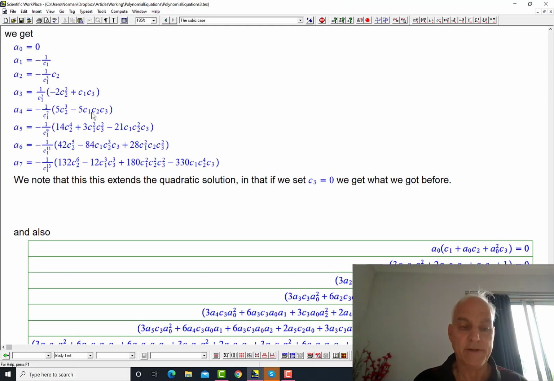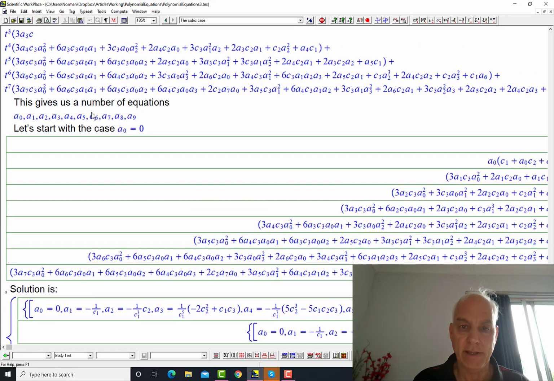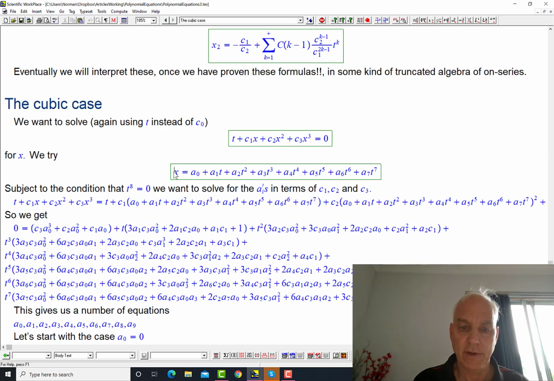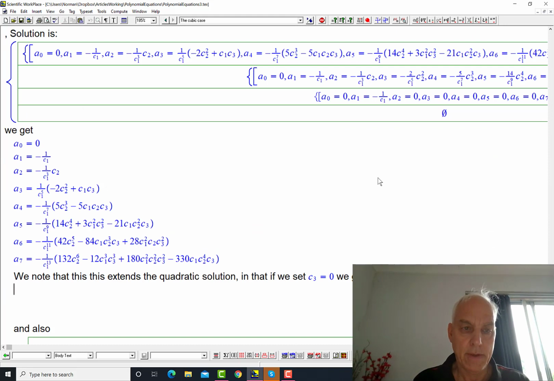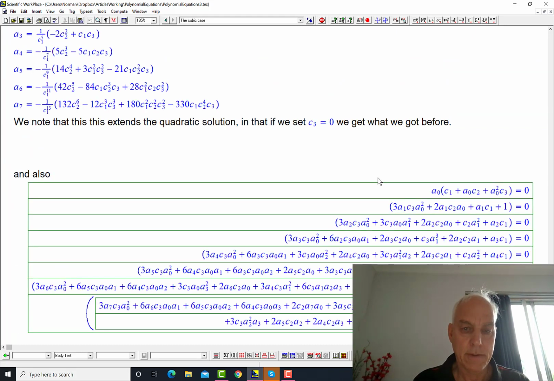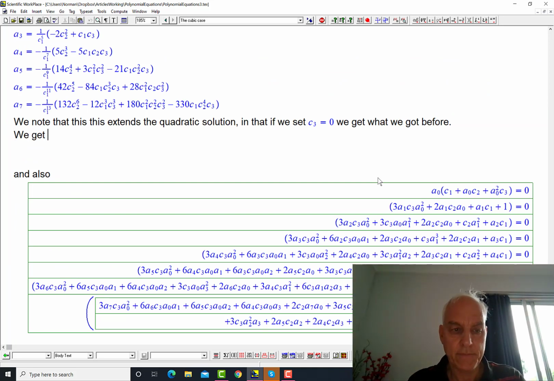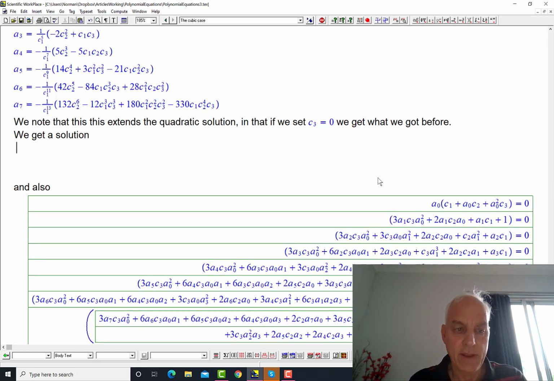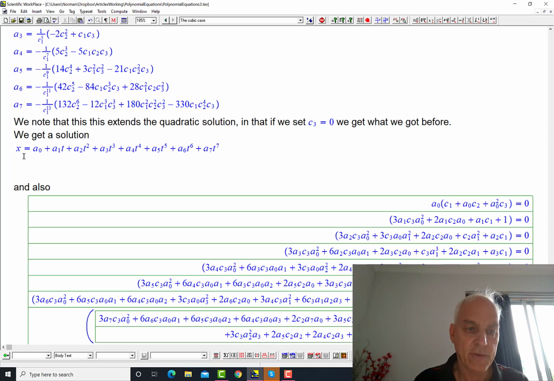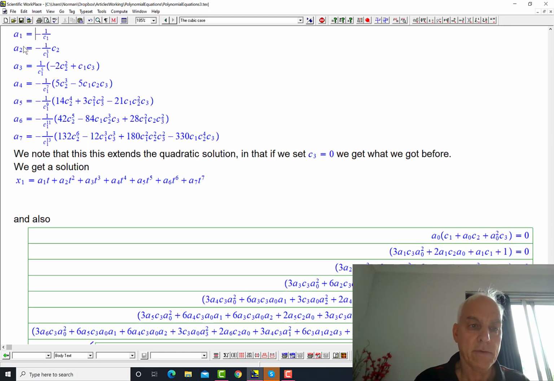Okay, so great. Now we can write down some kind of solution in the same kind of way that we did in the quadratic case. So let's go back up to our expression for x. Here it is here. And we get a solution, x1, say. Let's write it like this: x sub 1 equals, okay, the a0 we said is equal to 0, so we'll eliminate that one. And then we'll copy these various ones.